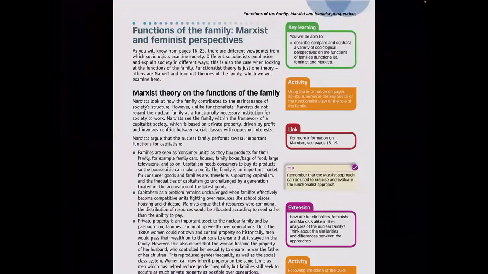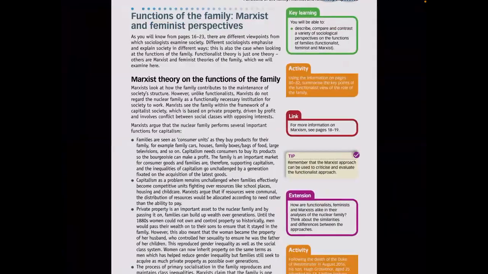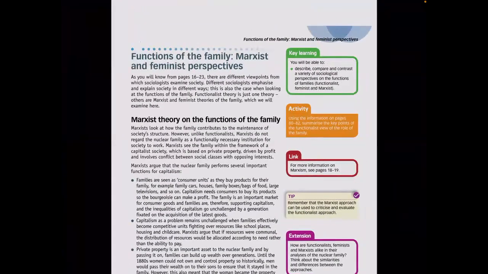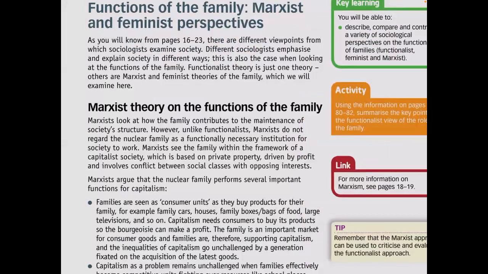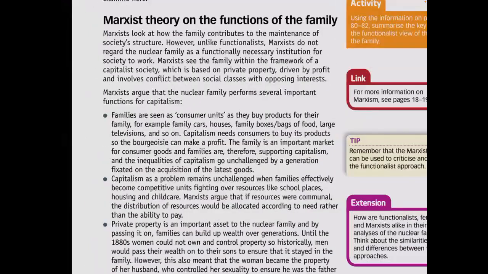So, looking at the functions of the family from the Marxist and feminist perspectives, different sociologists emphasize and explain society in different ways. This is also the case when looking at the functions of the family. Functionalist theory is just one theory, and Marxist and feminist are the next ones. Marxist theory on the functions of family: Marxists look at how the family contributes to the maintenance of society structure.